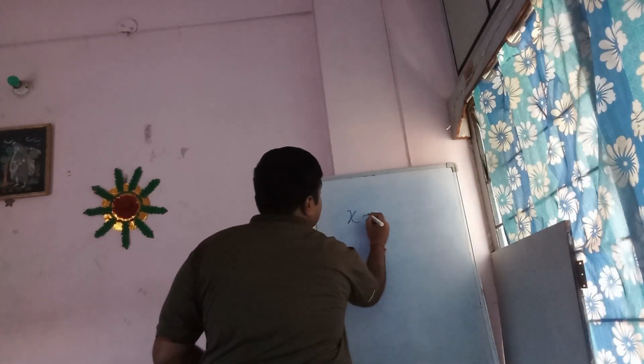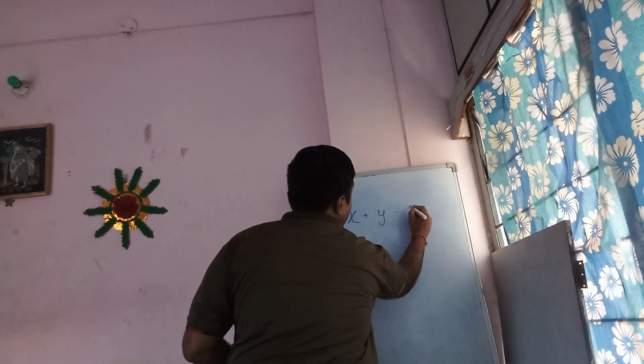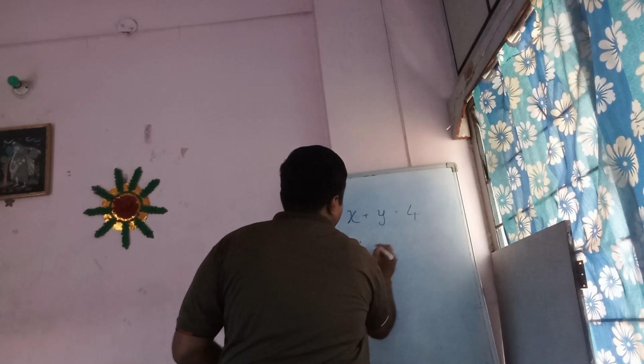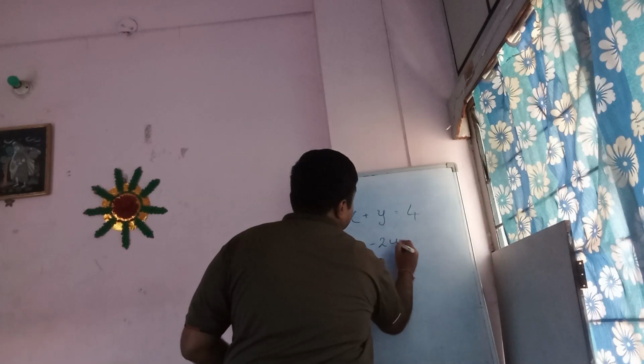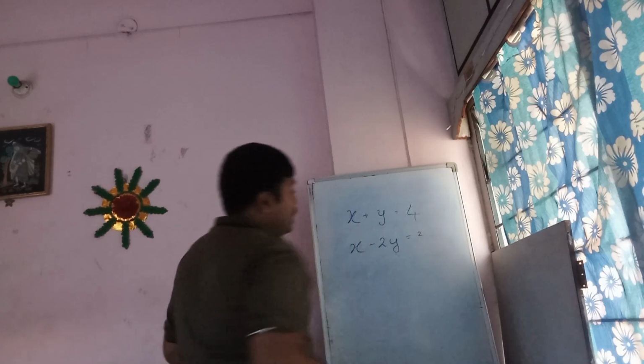Hi. Do you remember that we used to solve equations for finding the unknown variables of x or y? For example, x plus y is equal to 4, x minus 2y is equal to 2.